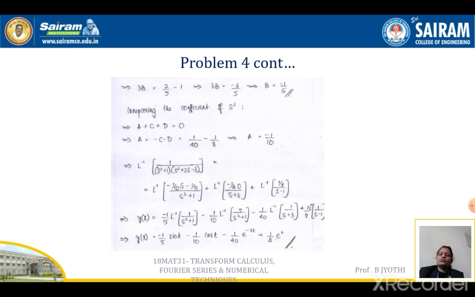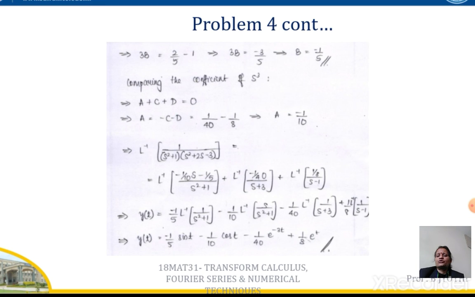So now in order to get the a value, we need to compare the coefficient of either s square or s or anything. So let me compare the coefficient of s cube here. So we get a plus c plus d is equal to 0. Thereby a is equal to minus c minus d, and on substituting the respective values of c and d, we get a as minus 1 upon 10. Now substitute the values of a, b, c, d respectively.